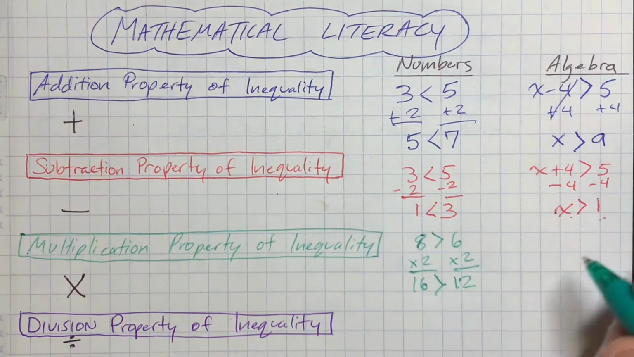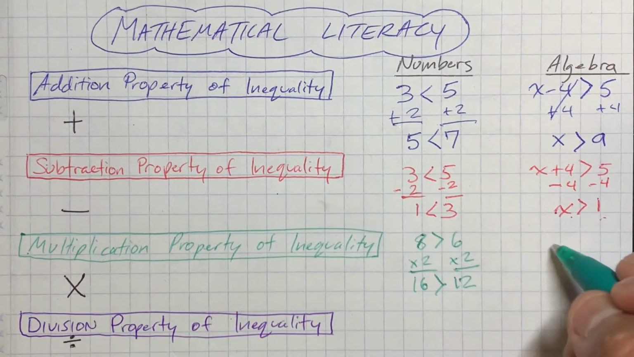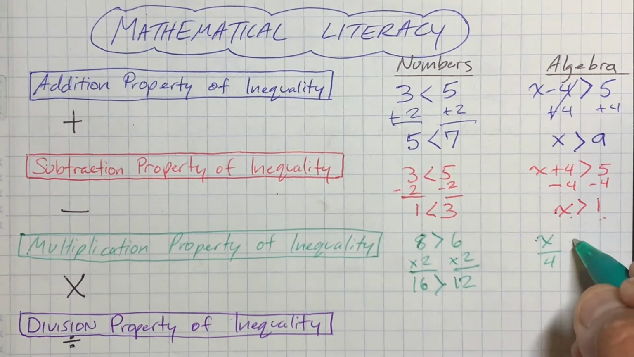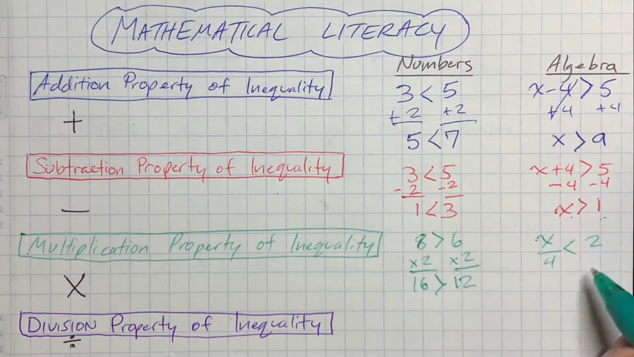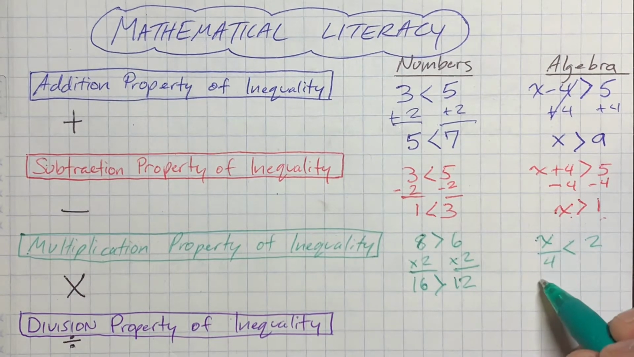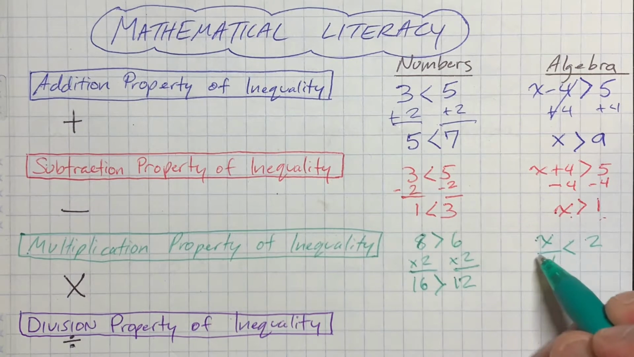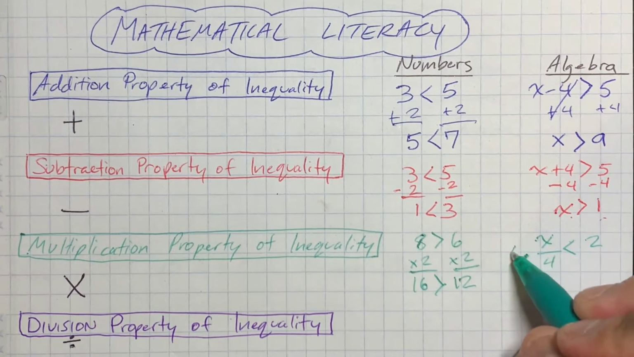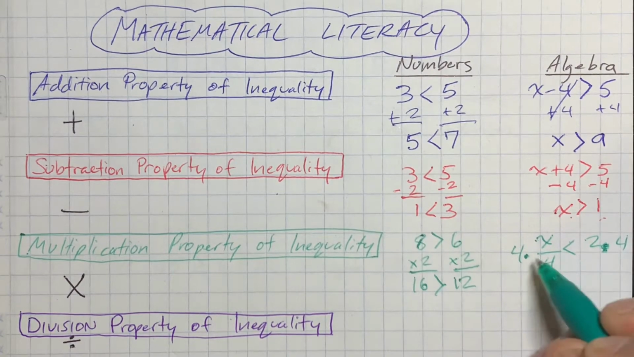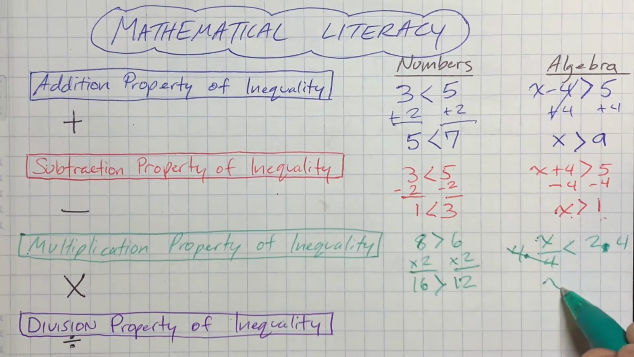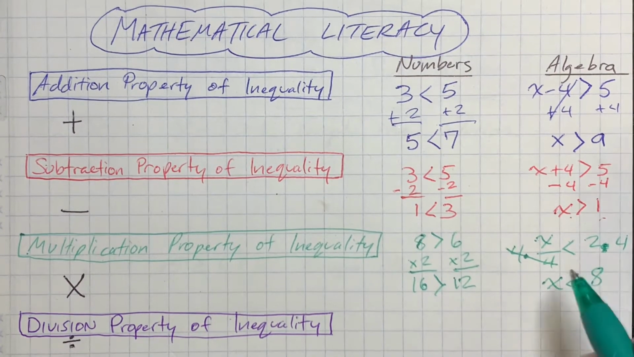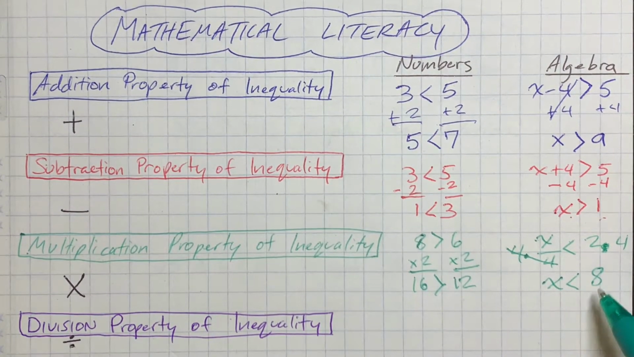Now algebraically, if we have, let's say for an example, x over 4 less than 2, and if we multiply by 4, that's basically like saying times 4 on both sides. This cancels out. x is by itself. 2 times 4 equals 8, and that's still true. x is still less than 8.